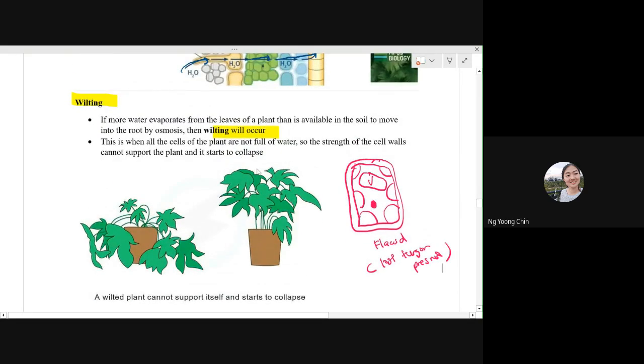So the importance of water to the plant is that water helps to support the plant to stand upright in this way. See, this plant will be standing upright because the vacuole inside the plant cell is very turgid, full of water. This is unlike a wilting plant, because the plant cell has become flaccid already.